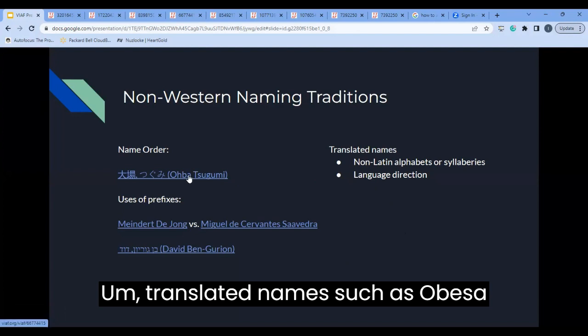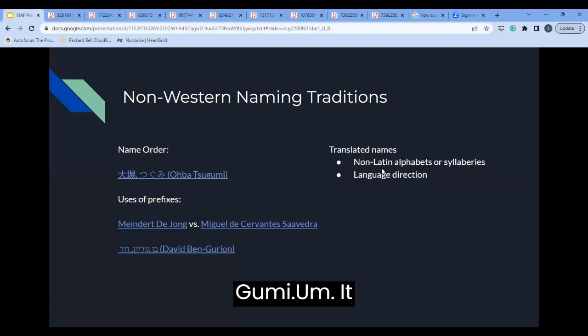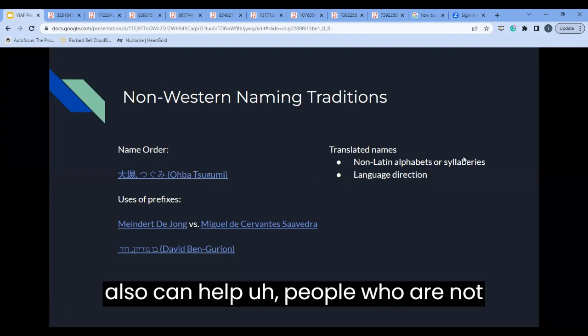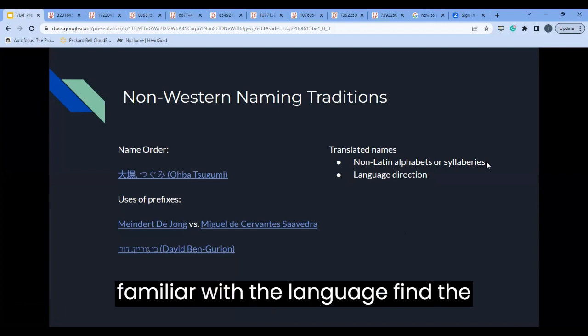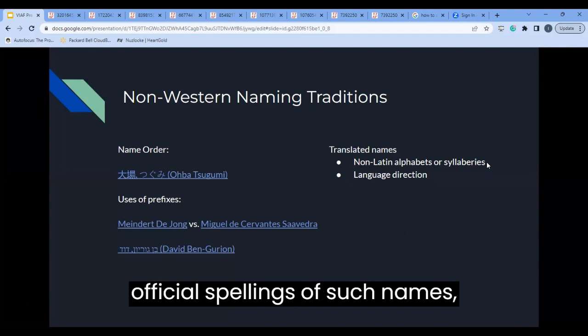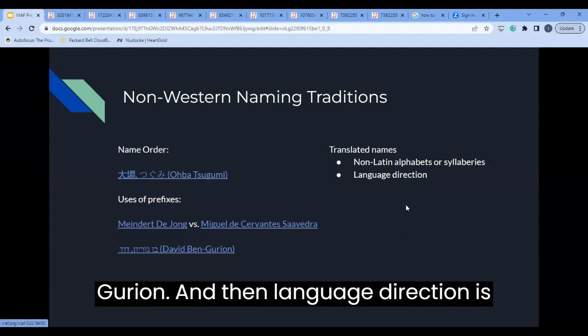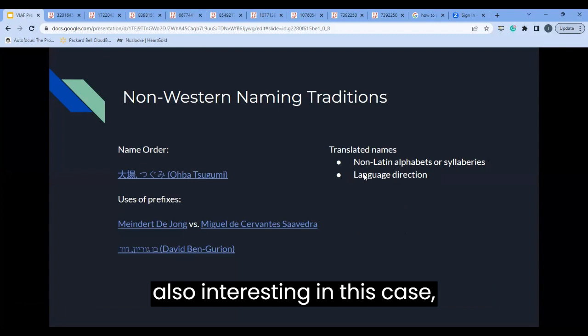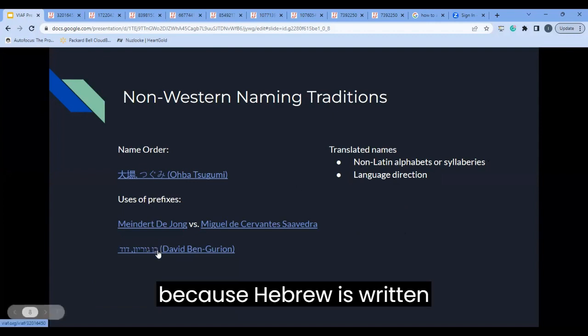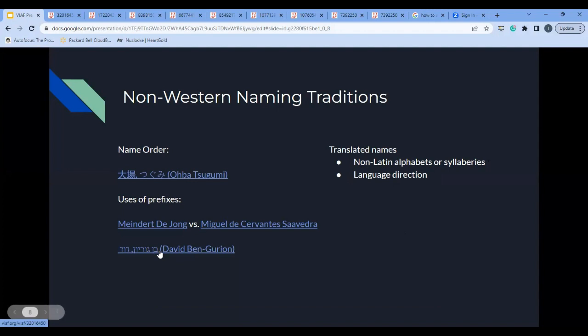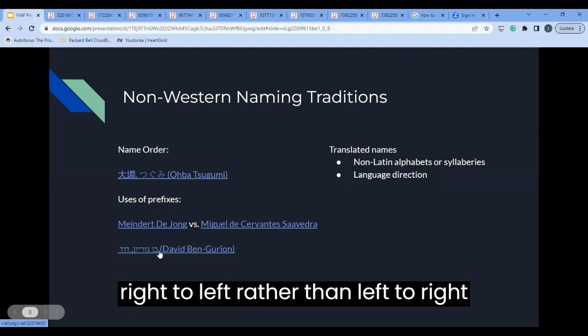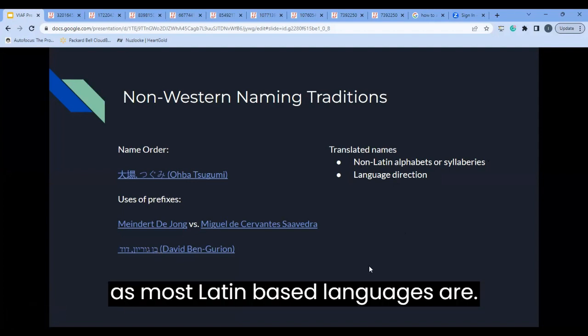Translated names such as Oba Sugumi also can help people who are not familiar with the language find the official spellings of such names, as is the case also with David Ben-Gurion. And then language direction is also interesting in this case, because Hebrew is written right to left rather than left to right, as most Latin-based languages are.